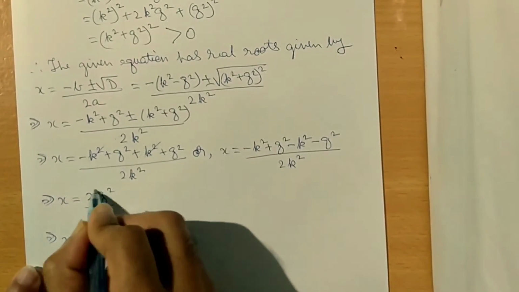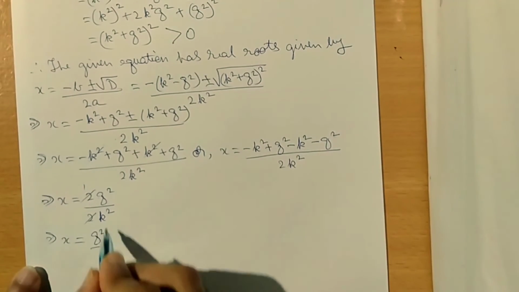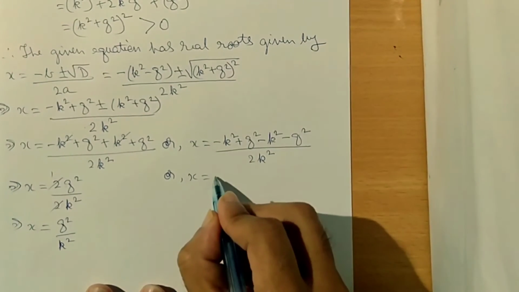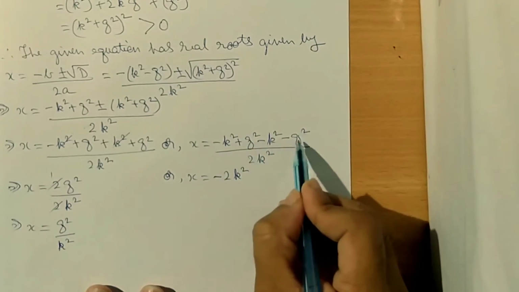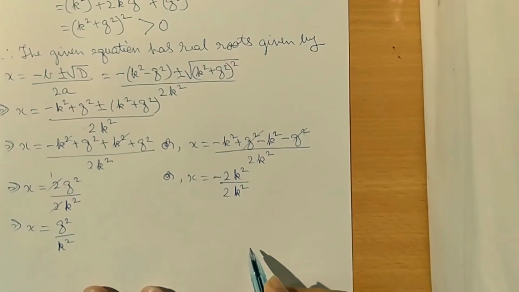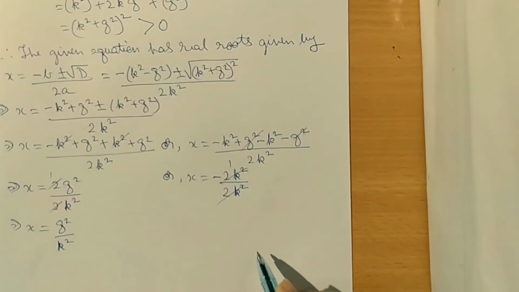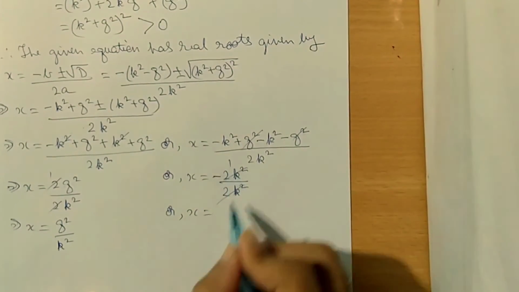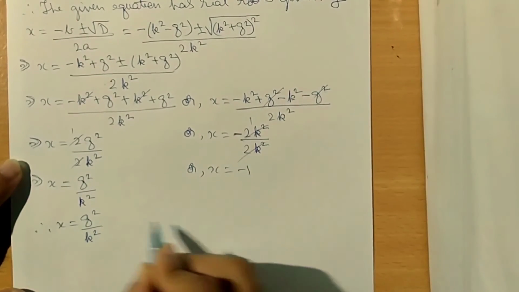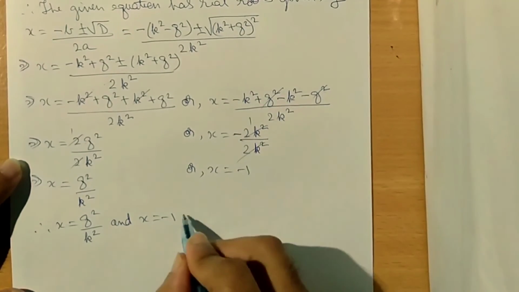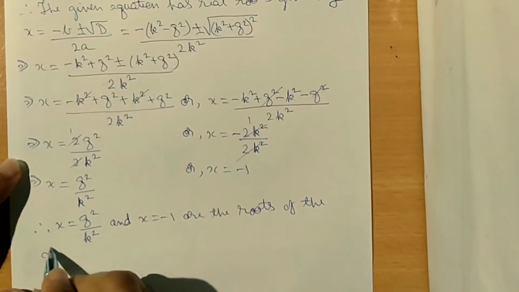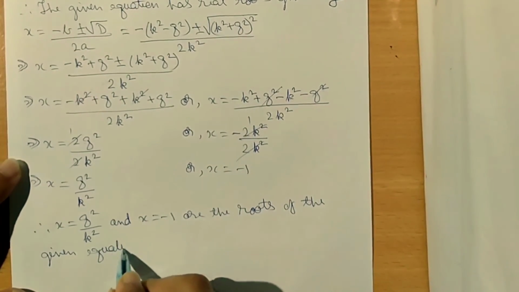And this implies x is equal to, the 2s cancel, so 1 into q squared is q squared, divided by k squared, or x is equal to minus k squared minus k squared, minus 2 k squared, minus q squared plus q squared, 0, divided by 2 k squared. The 2 k squared cancels, leaving minus 1. Therefore, x is equal to q squared by k squared and x is equal to minus 1 are the roots of the given equation.